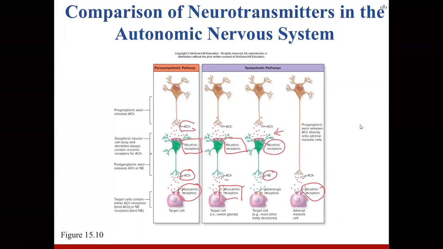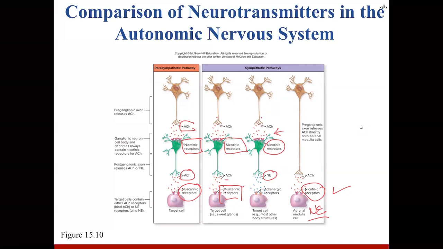Oh, wait a minute, I messed that up, didn't I? Because this is going to release norepinephrine, not this one. Whoop, I messed that one up. So hold on. Find the page. This is why I think this chapter is the hardest. It is hard. I agree with you.